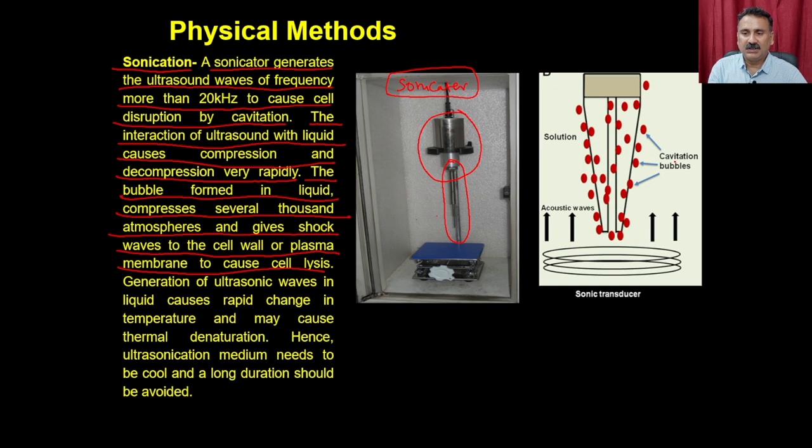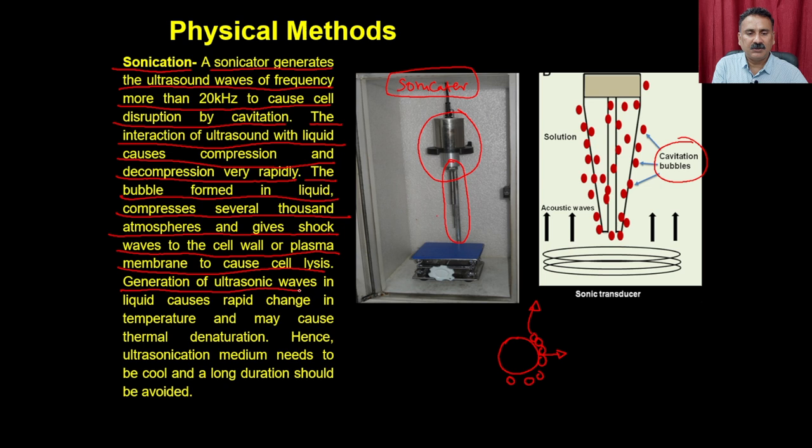When you do the sonication, it is going to generate bubbles, and these bubbles are going to roll over the cell. You can imagine that if I have generated a bubble here, the bubble is going to roll over the cell. When it rolls over the cell, it is going to cause a pressure difference, and because of that pressure difference, the cell is going to expand. When this happens very rapidly, the cell cannot adjust its volume, and that's how it is going to be lysed.